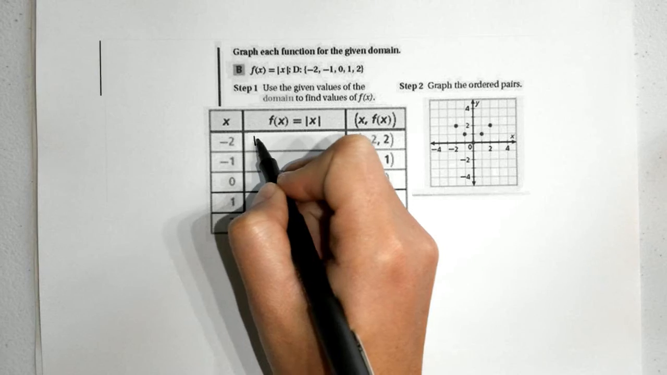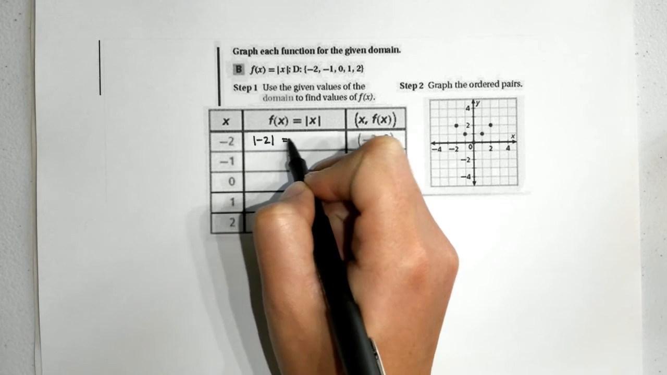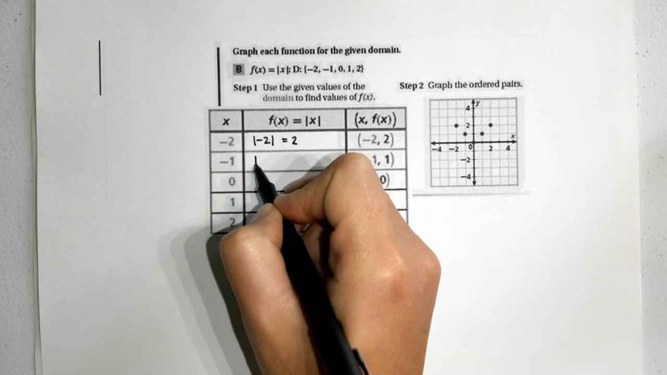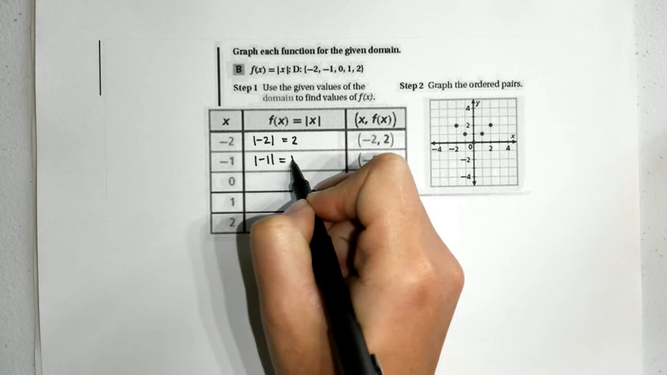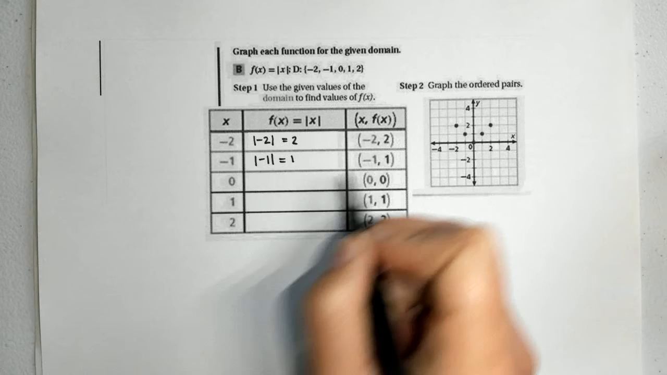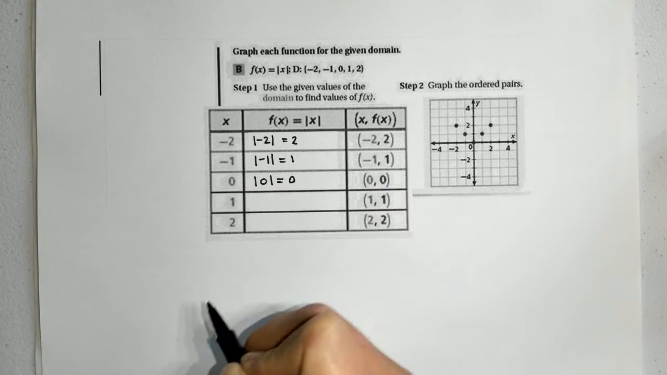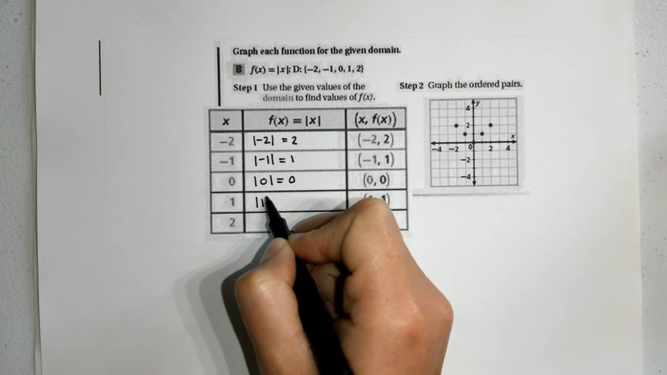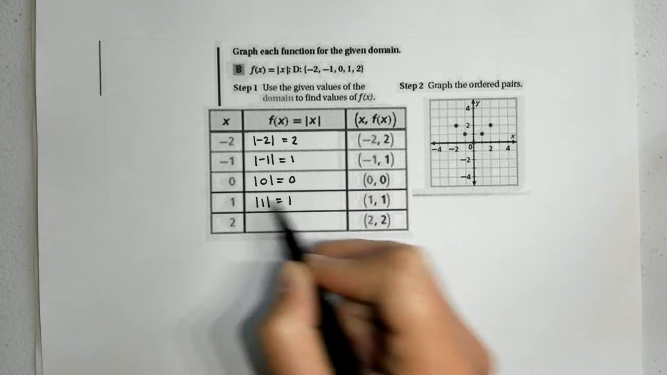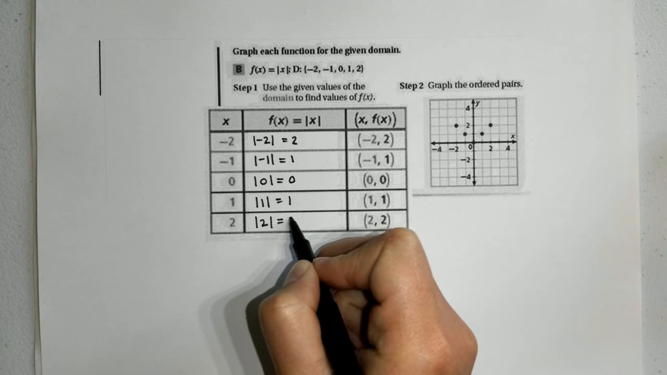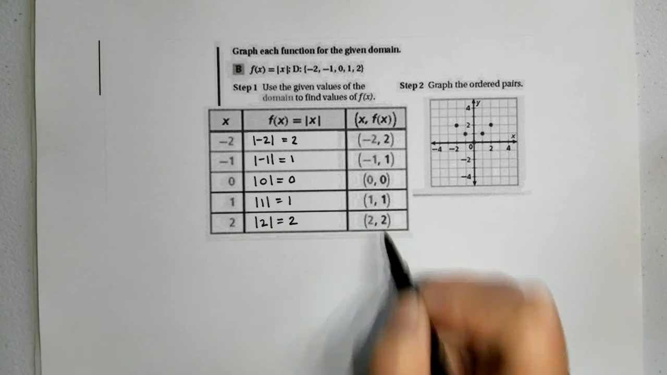So we're going to have the absolute value of negative 2, and that equals 2. So our ordered pair is negative 2, 2. Absolute value of negative 1 is 1, so our ordered pair is negative 1, 1. Absolute value of 0 is 0, so 0, 0. Absolute value of 1 is 1, so our ordered pair is 1, 1. And then the absolute value of 2 is 2, so our ordered pair is 2, 2.